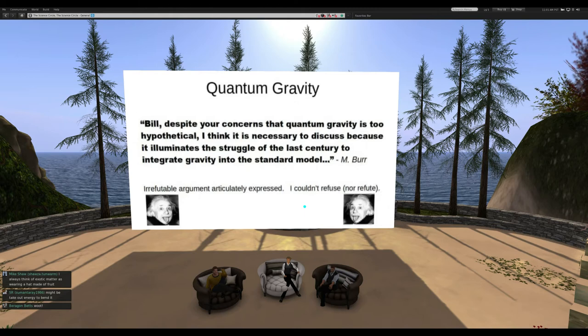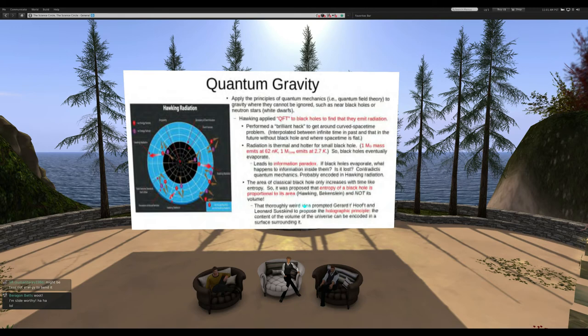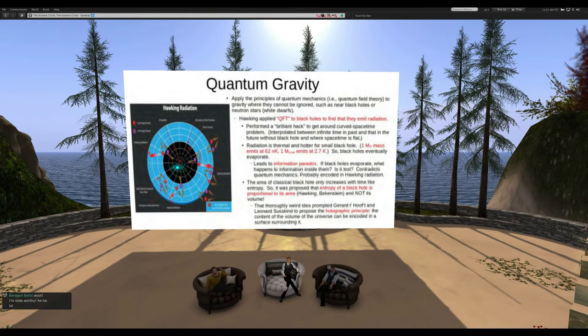But Matt, well, he said, despite your concerns that quantum gravity is too hypothetical, I think it is necessary to discuss because it illuminates the struggle of the last century to integrate gravity into the standard model. Well argued, Matt. I can't refute it. All right, damn it, I'll do it. It's a challenge, bring it on.